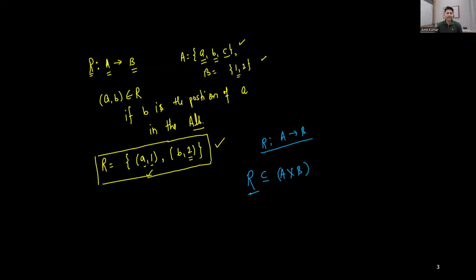That's why it's important to know, before relation, what we mean by A cross B or the Cartesian product. Now let us move on to the formal definition of a relation, that is, what exactly the definition of a relation is.